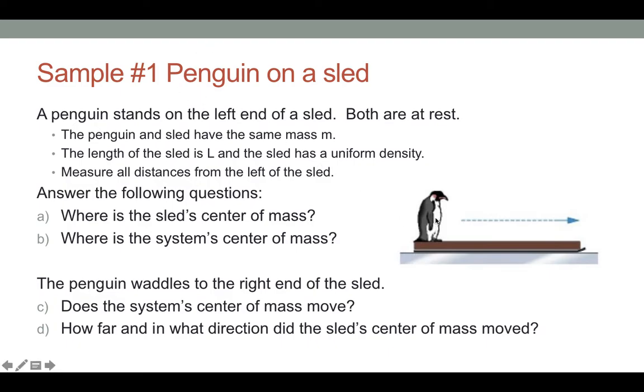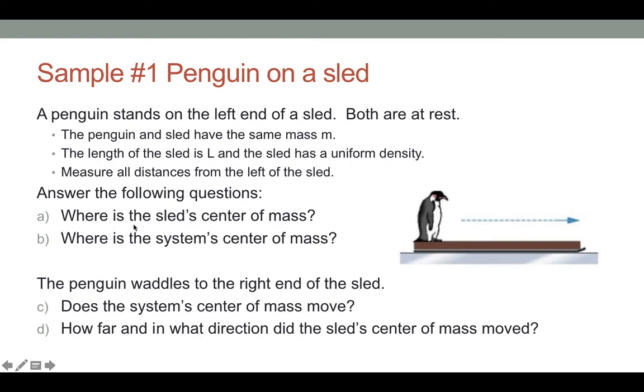In the first example, we're going to have a penguin on a sled on some ice. Both the penguin and the sled are initially at rest. We'll take the penguin and the sled as having the same mass. For simplicity, we're going to take the sled as having a length L, and it'll be of uniform density. We'll measure all of our distances from the left end of the sled, which is where the penguin starts out.